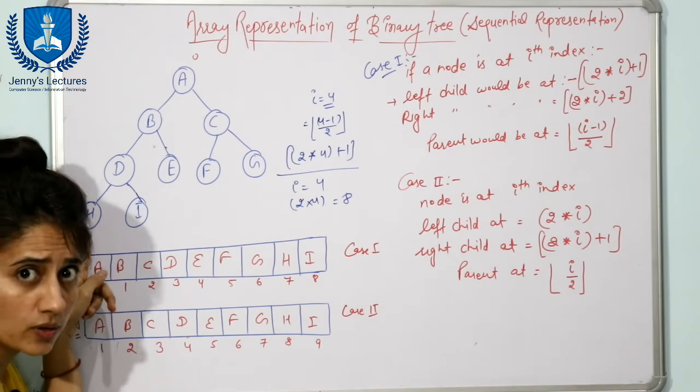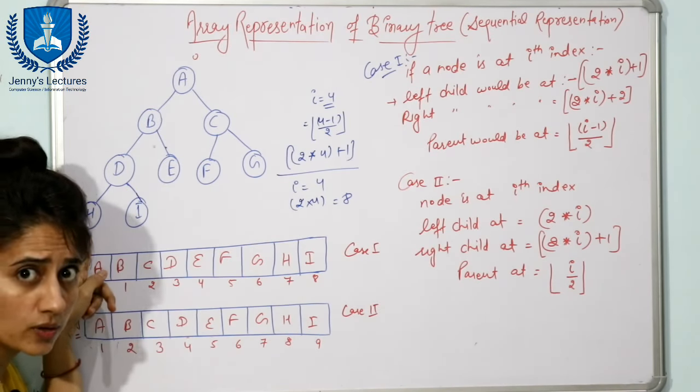And after this, you can write down H and I. Index would be at 10th and 11th. If you represent this tree like this, then only these formulas would hold. Fine. Let us suppose you are not keeping this space free and you have represented this H here and I here rather than here and here.